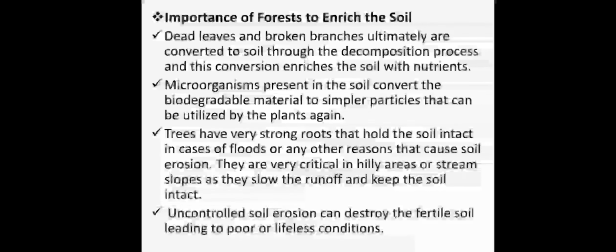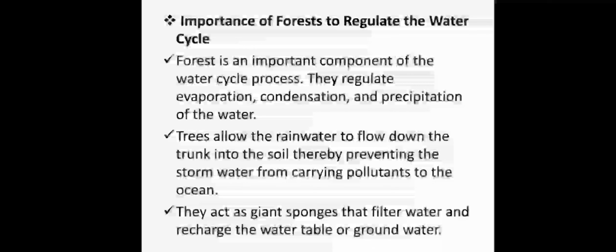Importance of forest to regulate the water cycle. Forest is an important component of the water cycle process. They regulate evaporation, condensation and precipitation of water. Evaporation is the transfer of water from land to the atmosphere. Condensation means conversion of vapor or gas to liquid.